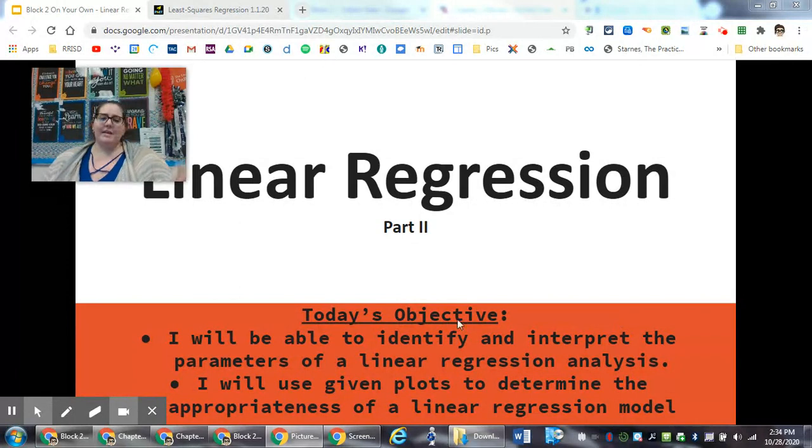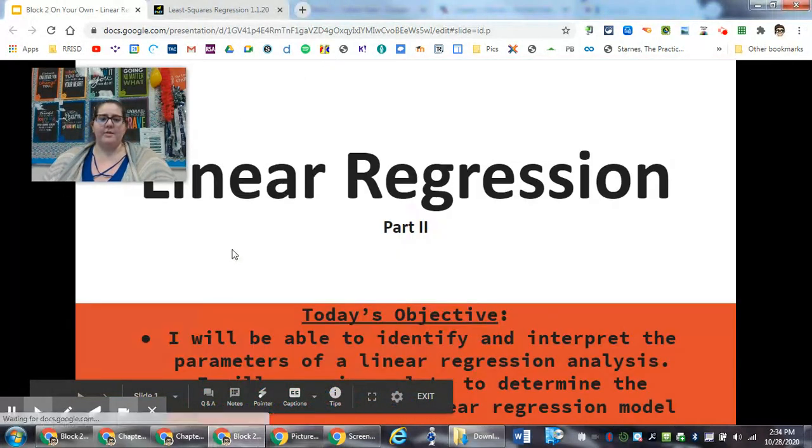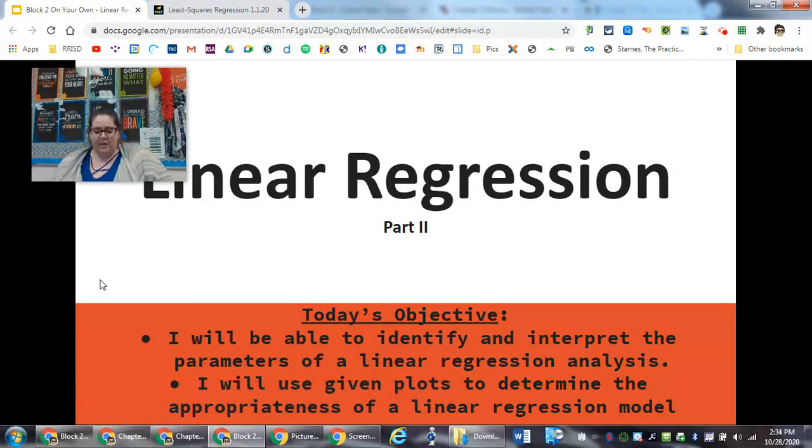Last time, in class, we talked about how to interpret slope and how to interpret y-intercept. We also talked a little bit about what a residual is, and we're going to continue talking about residuals in today's lesson, as well as a few other things. Today's objectives are that you will be able to identify and interpret parameters of a linear regression analysis, and to use given plots to determine the appropriateness of a linear model.